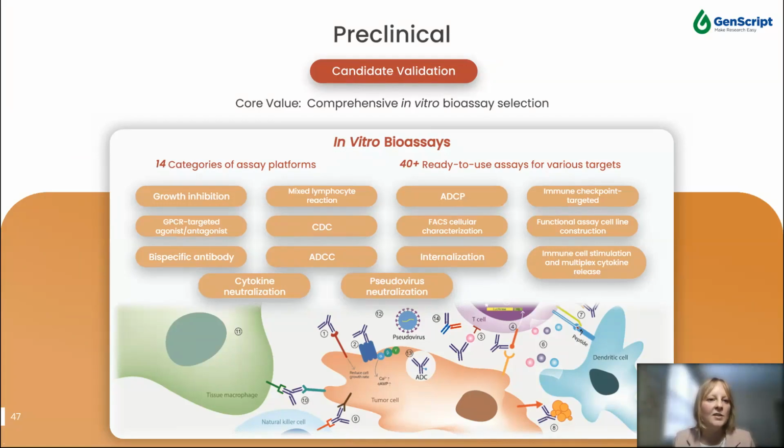We have a comprehensive selection of in vitro bioassays. There are 14 categories to choose from and over 40 ready-to-use assays for various targets. Among these include ADCC. This was mentioned earlier as part of the fucose-free antibody development. We also include immune checkpoint targeted assays. And as bispecifics have increased in development, we can also develop specific bioassays for your bispecific project.